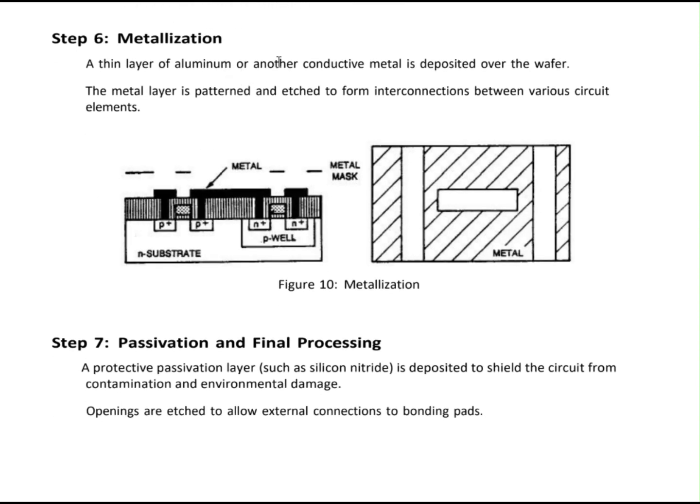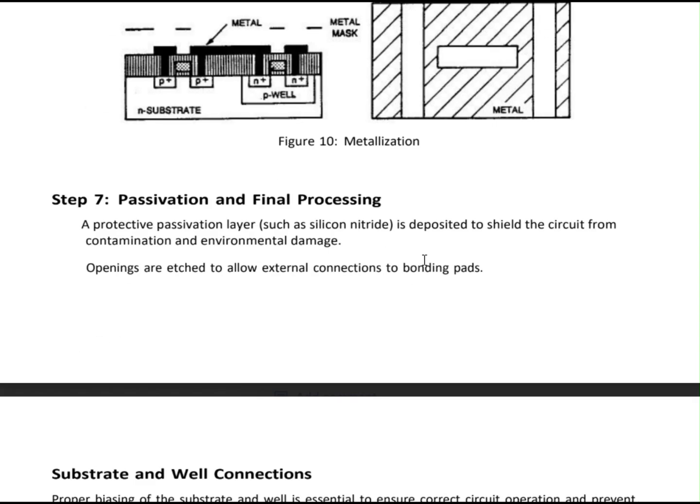A thin layer of aluminum or other conductive metal is deposited over the wafer. So here you can see the metal mask is deposited on the layer, and the metal layer is patterned and etched to form interconnections between various circuits. So this is the top view.